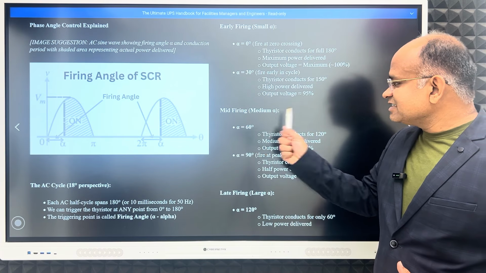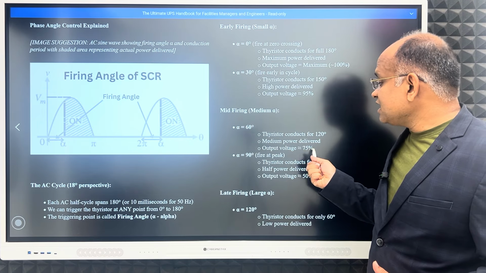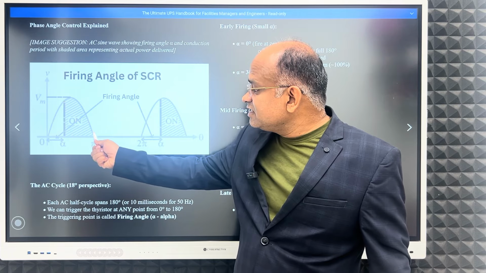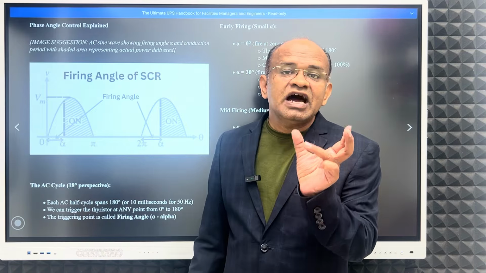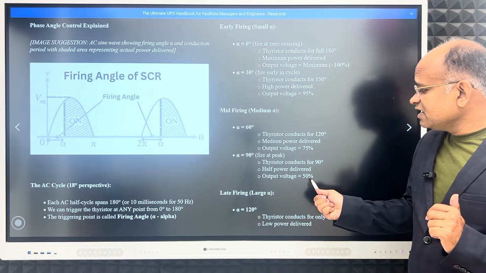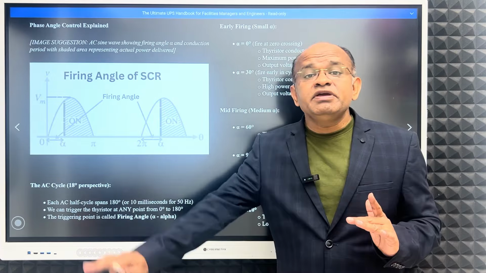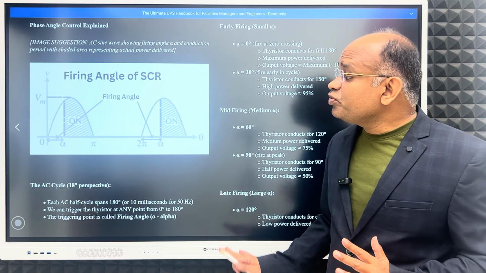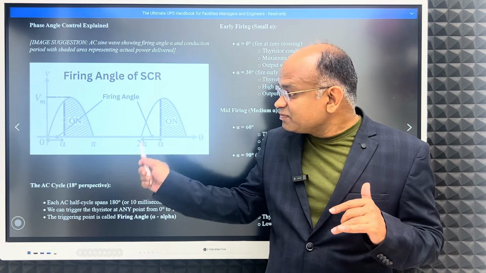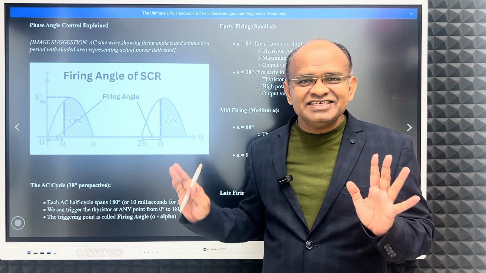Now if it is triggered at 60 degrees, what will happen? 180 minus 60, about 75% of the power will be passed through. Here you can see, from here it is triggered, and this shaded region is the power passed through the thyristor. At 90 degrees, the peak, it will be only 50%. From here only 50% of the power will be passed through. That is how we can control when to start and how much power in one half cycle should go ahead. That is the control we have got from this thyristor.